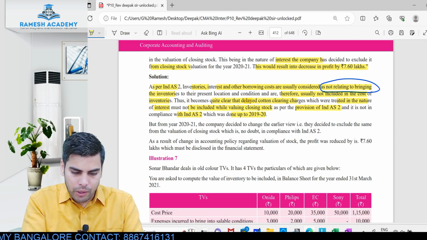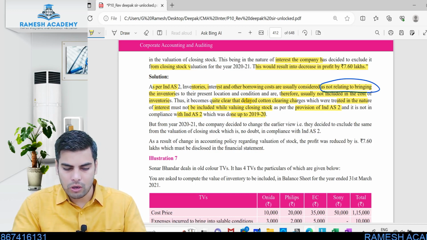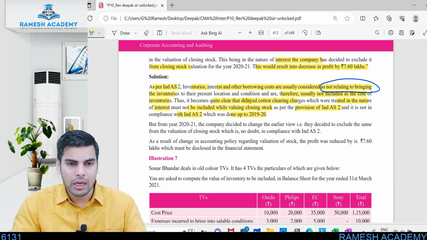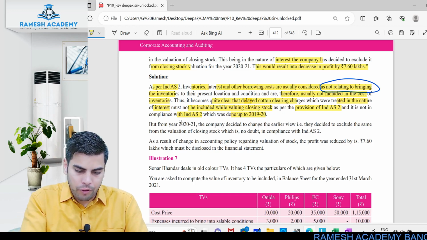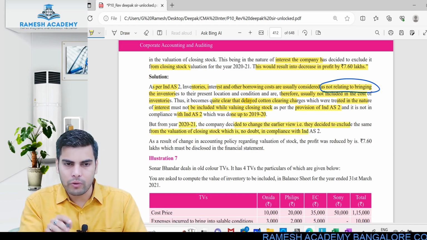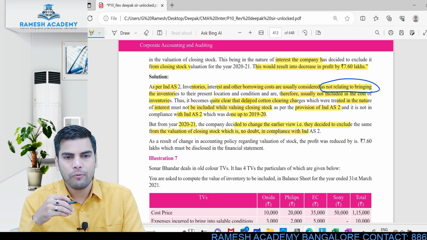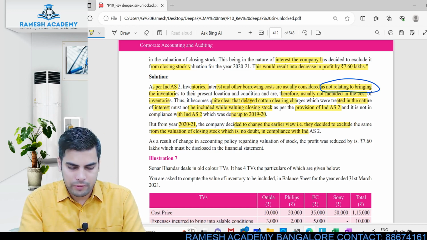But from the year 2021, look at this, the company decided to change the earlier view. That is, they decided to exclude the same from the valuation of the closing stock, which is no doubt in compliance with Indian Accounting Standard 2. So from the year 2021, they decided to exclude it. Why? Because it is in the nature of interest and finance cost, and it should not be forming part of cost of inventory, which is the right treatment.